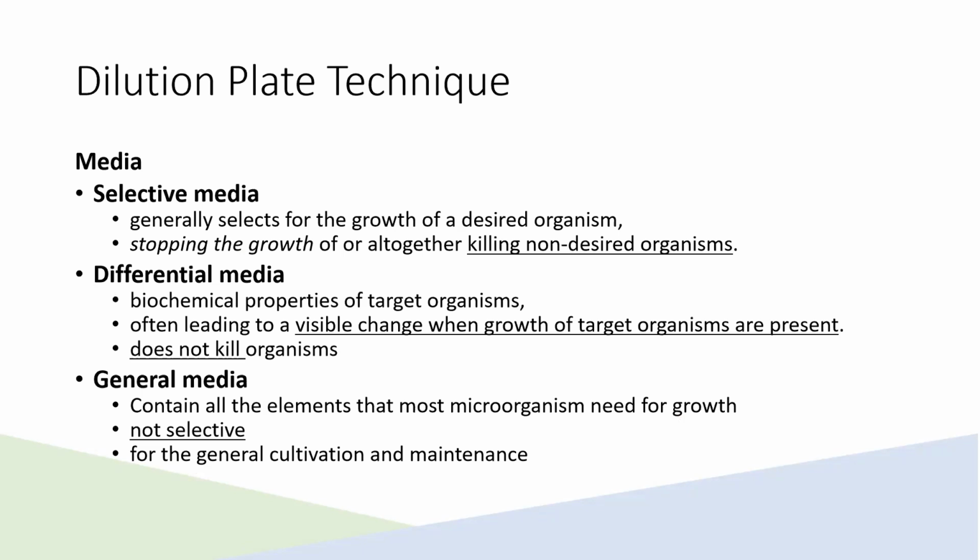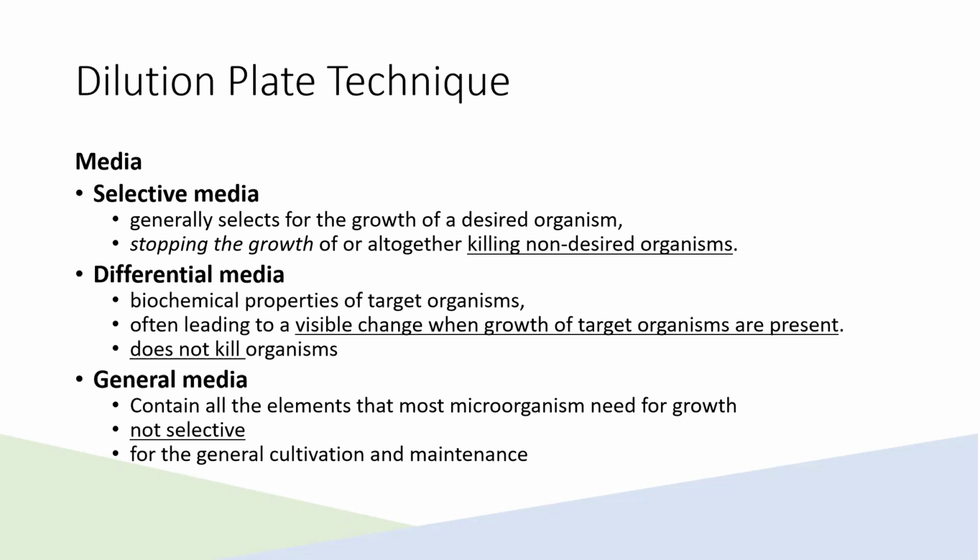Number one is selective media. The selective media generally selects for growth, so only the target microorganism can grow in this selective media, because the selective media can kill non-target organisms. They have some toxin that can kill other microorganisms, but not the target. So only the target can grow in this medium.